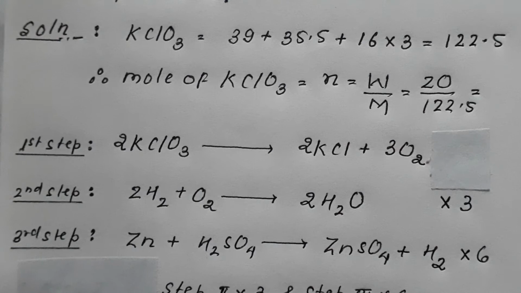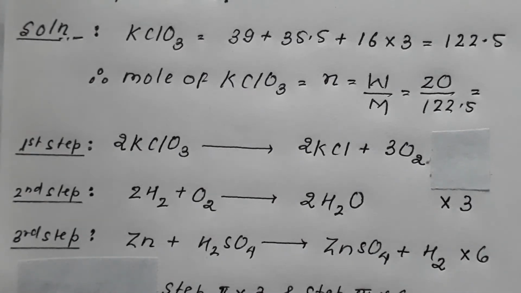So it is 6Zn plus 6H2SO4 giving 6ZnSO4 plus 6H2. Now 3O produced, 3O used cancel out. To produce 3O, 6 hydrogen is needed; 6 hydrogen used, 6 hydrogen produced cancel out. In order to produce 6 hydrogen, we need 6 atoms of zinc.